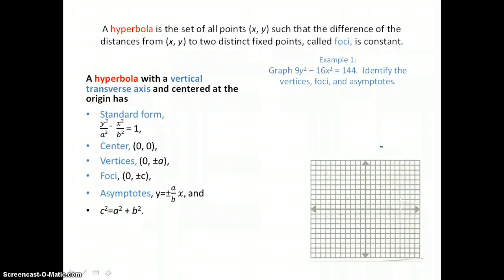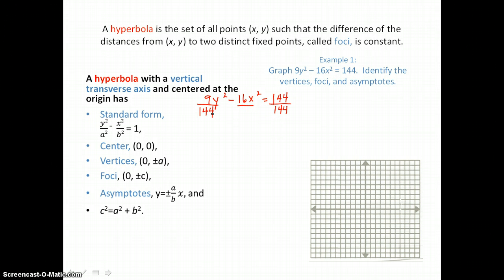In example 1, we're going to graph 9y² - 16x² = 144. We'll identify the vertices, foci, and asymptotes for this hyperbola. And I recognize it as a hyperbola because one of the squared terms is negative. I'd want to get this equation in standard form, which means I want 1 on the right-hand side. So I'm going to divide every term in this equation by 144, dividing both sides by 144, distributing on the left.